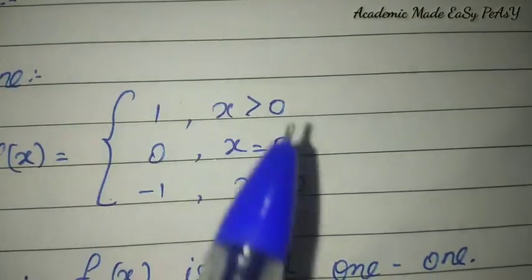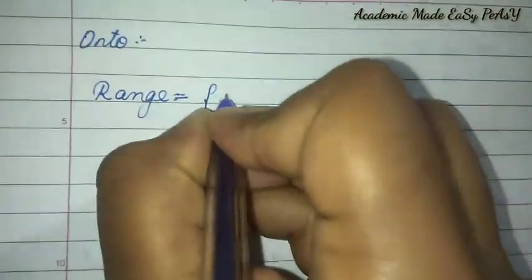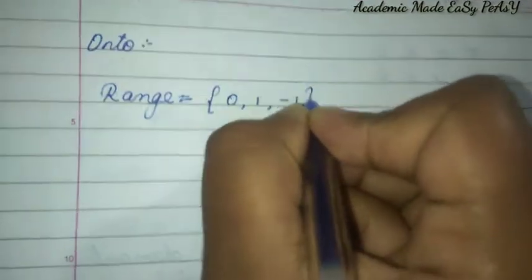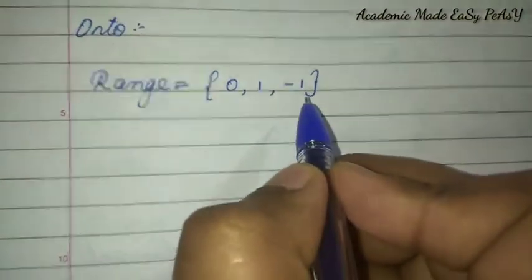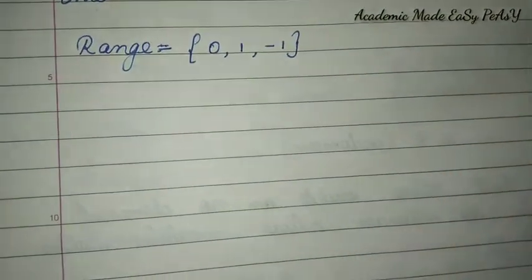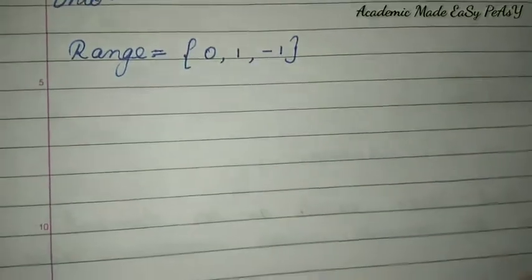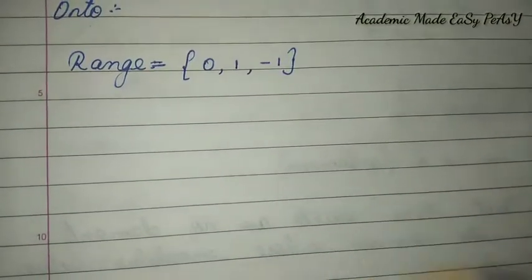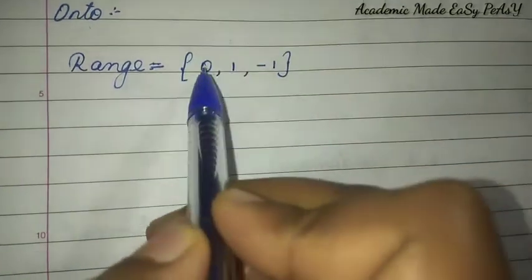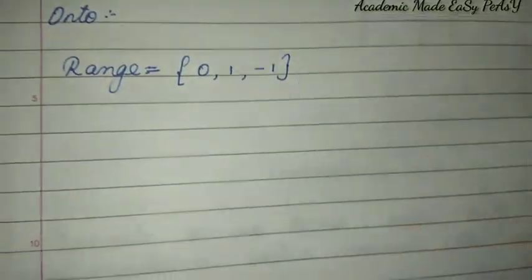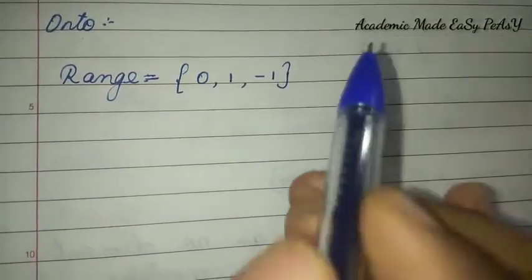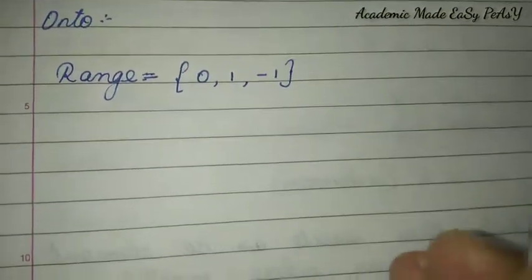So in range, what all is there, we'll write range. It is given already. This is range. Range is already given. We'll write 0, 1, minus 1. Okay, this is the range given. So real numbers is in codomain, but range consists only 0, 1 and minus 1. So for onto, the condition should be range is equal to codomain, but here range is only 0, 1, minus 1. So automatically we'll come to know that f is not onto.